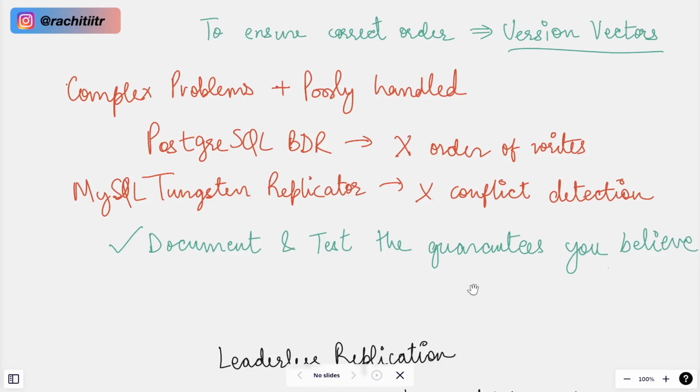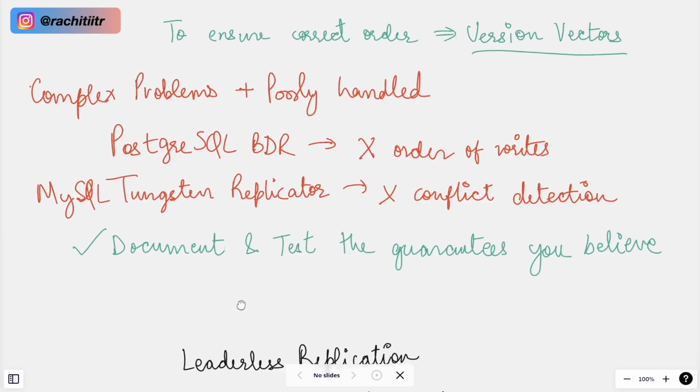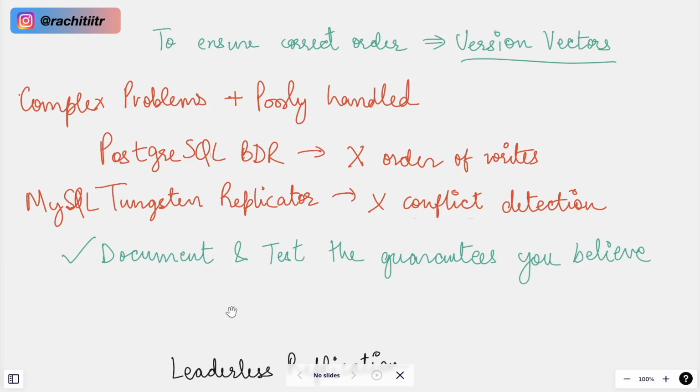At this point, I also want to take a pause and mention that these are complex problems and these are very poorly handled even in today's world. For example, PostgreSQL, the BDR that you talked about, it does not handle the order of writes. It does not provide you any guarantee or handling of those cases. And MySQL Tungsten Replicator is even worse. It does not even do conflict detection at all. So just want to mention that these are complex problems, and if you are going into multi-leader scenarios, it's obviously very important to document and test the guarantees that you believe your system is having. So this is very important.